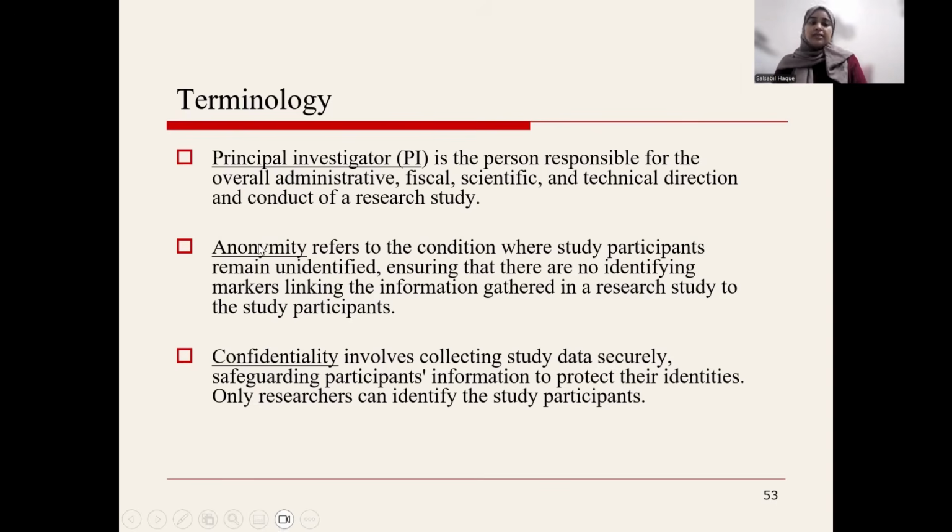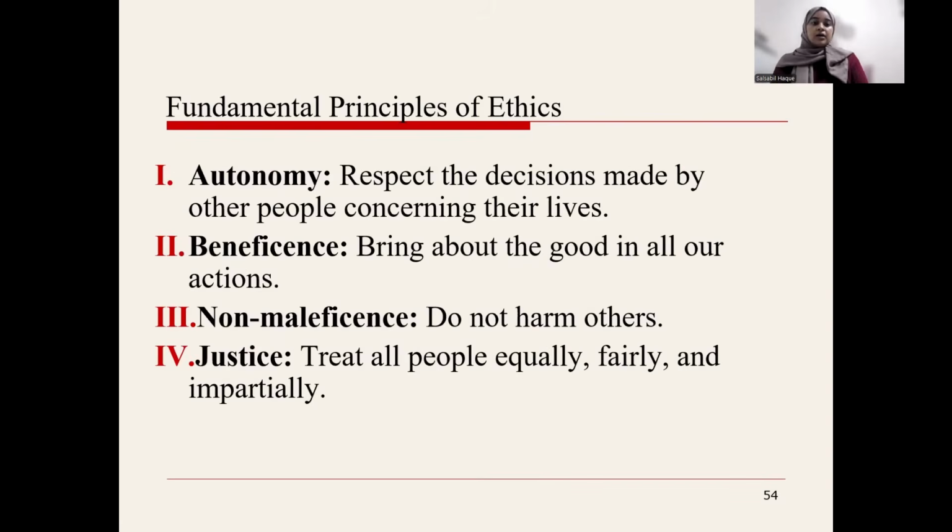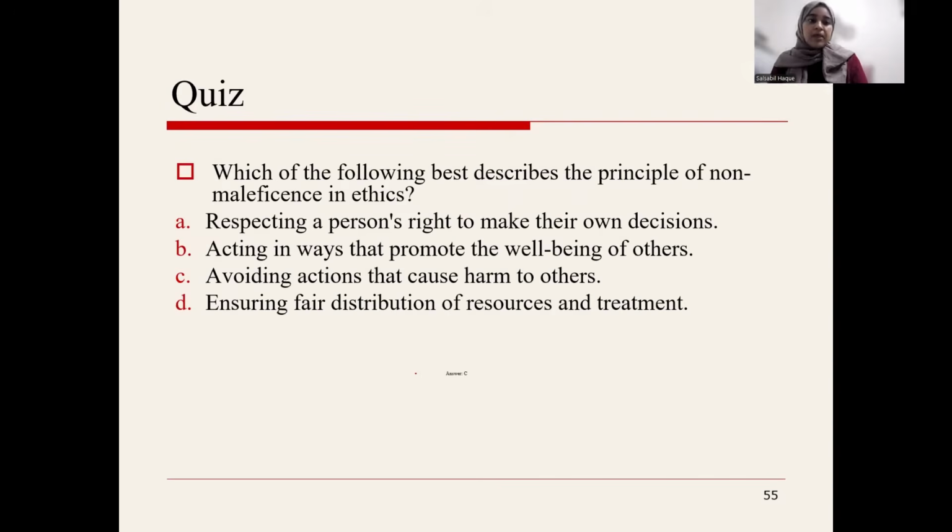Okay, we all know what anonymity is: to remain unidentified, and it's very important. Confidentiality is to make sure that collecting data is done securely, and participants' information is collected in a way that protects their identities. Okay, what are the fundamental principles of ethics? It's autonomy, beneficence, non-maleficence, and justice. Autonomy is respecting a decision that a patient or a research participant makes. Beneficence is always doing something that is good for the patient. Non-maleficence is not harming the patient. Justice is to treat all people equally, fairly, and impartially.